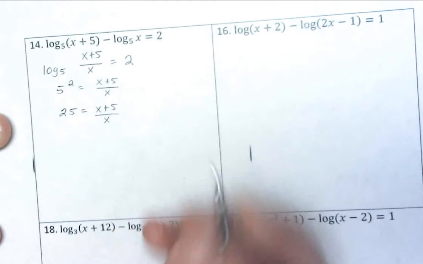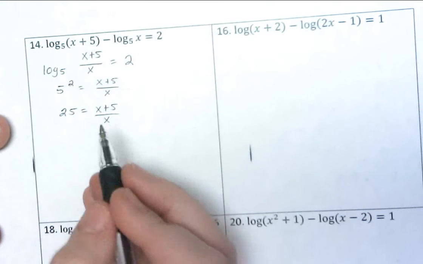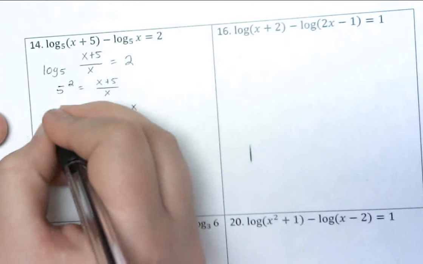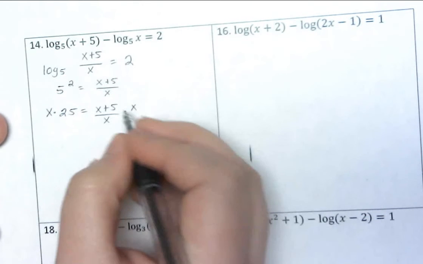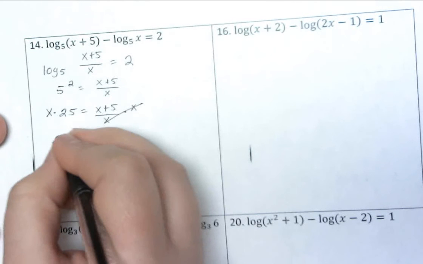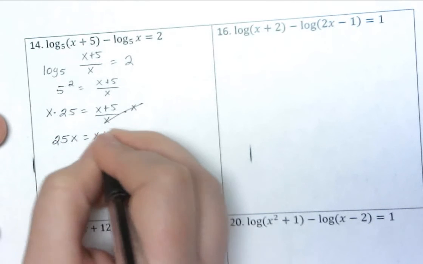And we need to get rid of this x down here in the denominator. So the way we do that is we multiply it by x on both sides. And when we do that, those guys there cancel. And we're left with 25x equals x plus 5.